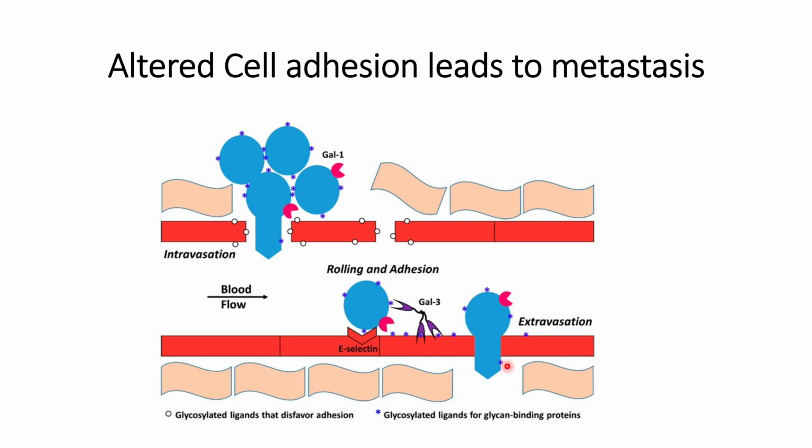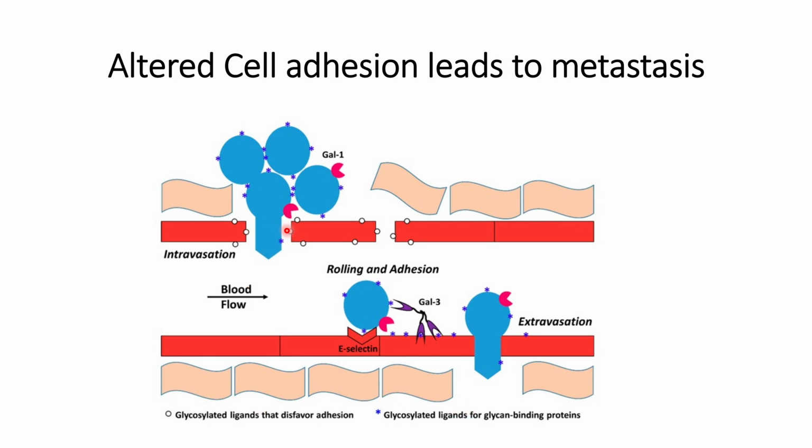And thereafter, these glycans also support or complement the extravasation process, and thereby the tumor cells will be able to metastasize at a different or secondary organ.